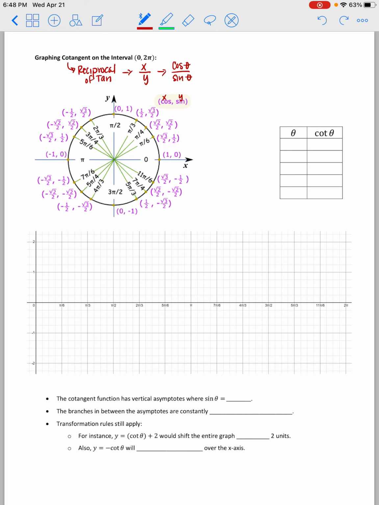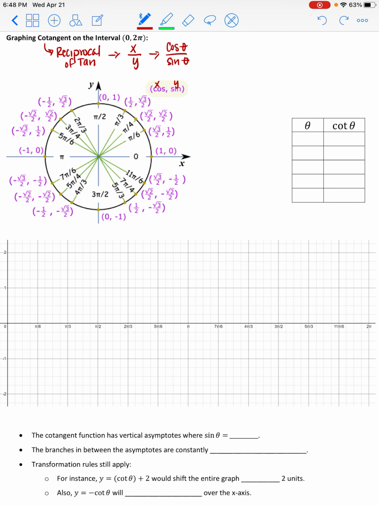So let's make a table and see what we can find here. Let's start at 0. If we're looking at 0 radians and we wanted our cotangent. So cotangent is cosine over sine. So 1 over 0 means this one's going to start undefined. And then we go to pi over 2. At pi over 2, we have cosine over sine, 0 over 1. That's going to be 0. At pi, we have cosine over sine, it's negative 1 over 0. Again, that's undefined.